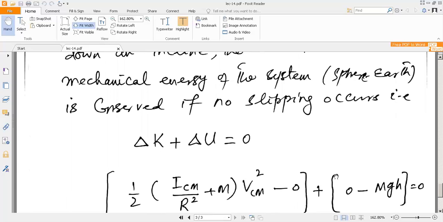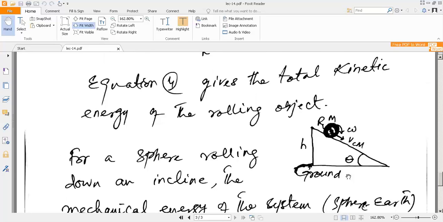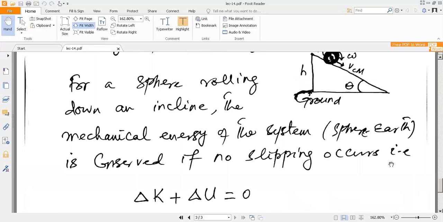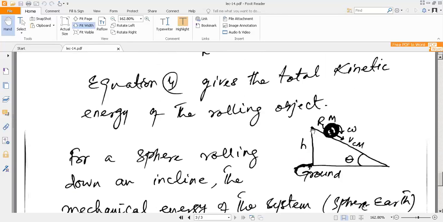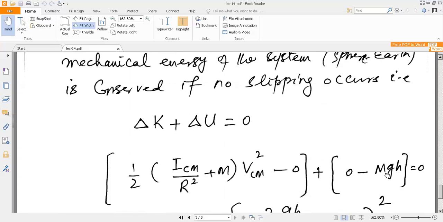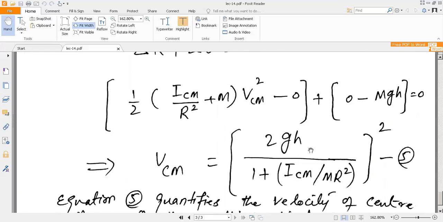For delta U, we come at this final point. Final potential energy is 0 as there is no height when the object is touching the ground level. So h will be 0, and at this point the height is maximum. The potential energy will be mgh. So 0 is final potential energy, mgh is initial potential energy, and 0 minus mgh is delta U. This becomes equal to 0.